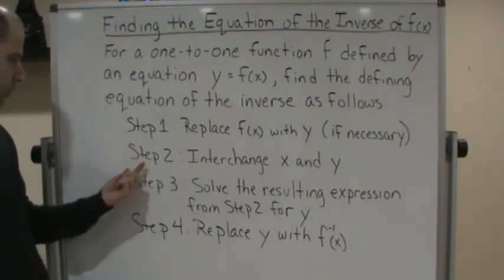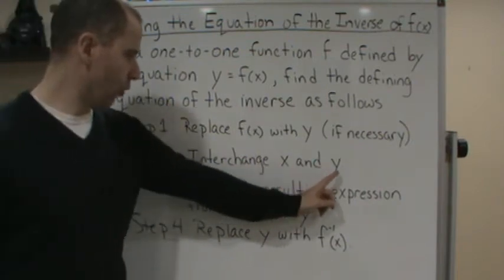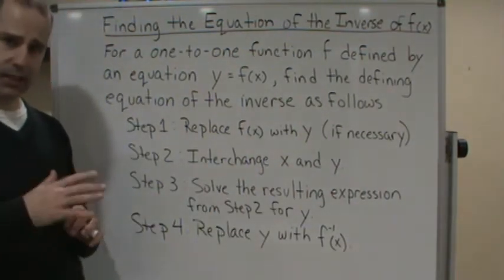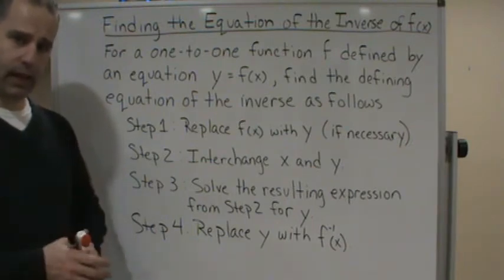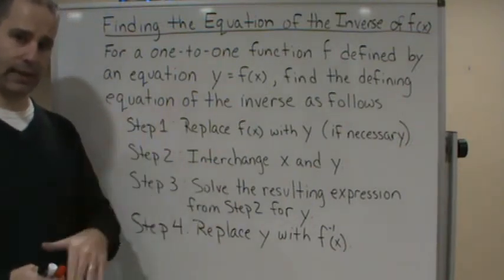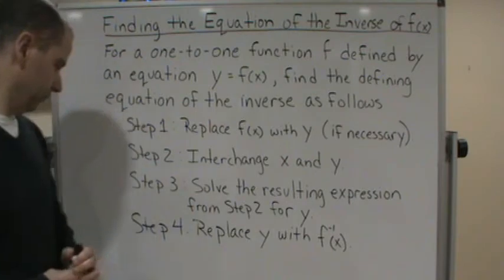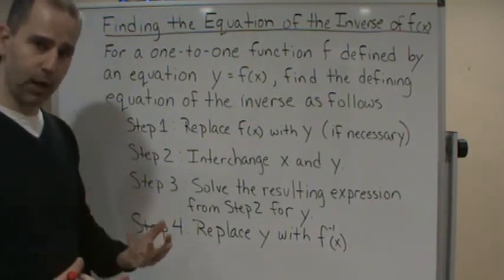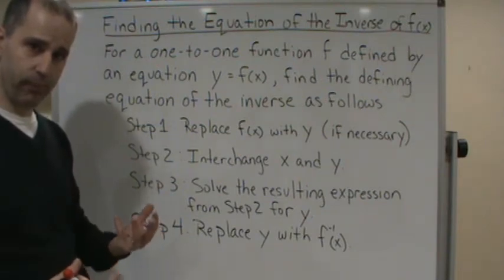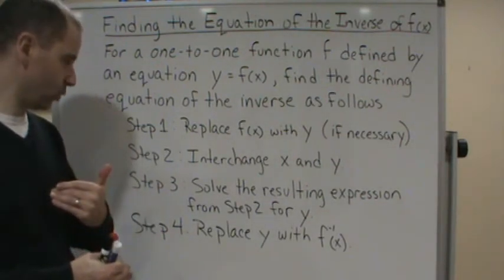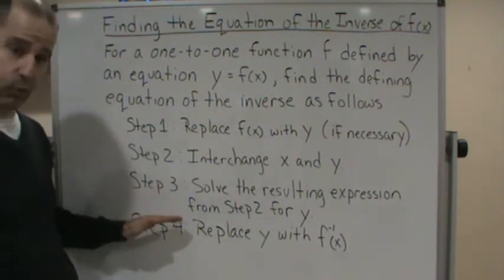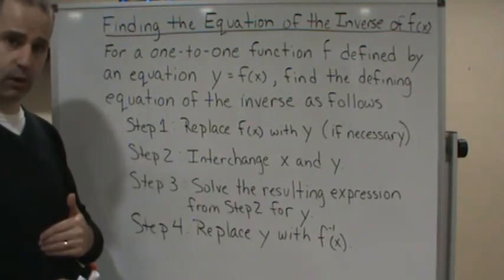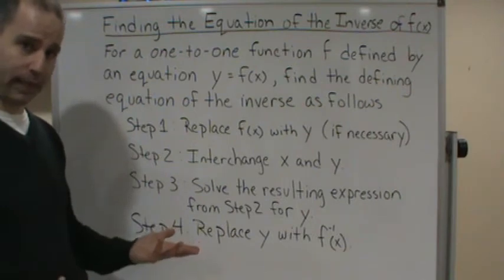Okay? Then step 2 is we're going to interchange the y and the x. So wherever there's an x, we're going to replace that with y, and wherever there's a y, we're going to replace that with x. Now, whatever the resulting expression is after we exchange x and y, in step 3 we're going to solve the result for y and see what we get.